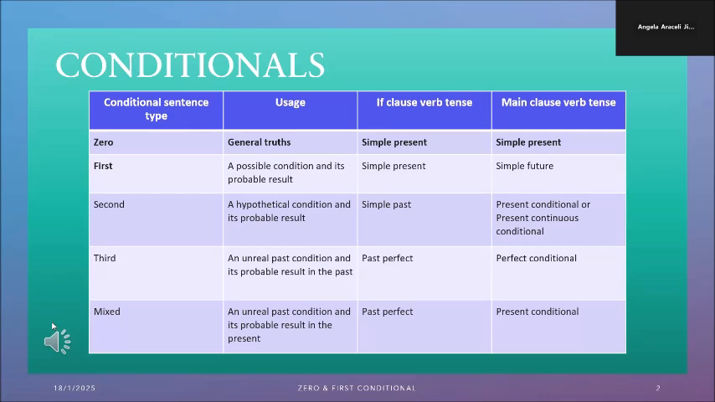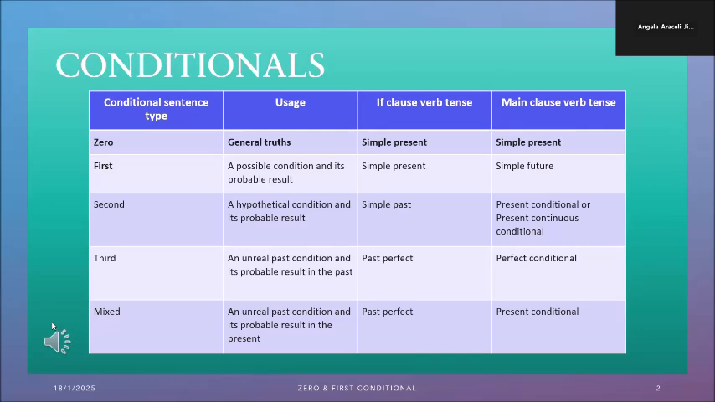There are 5 main ways of constructing conditional sentences in English. In all cases, these sentences are made up of an if clause and a main clause. Let's check all of them. Zero conditional. It refers to general truths. It is formed by the if clause in simple present and the main clause in simple present too. First conditional. It refers to a possible condition and its probable result. It is formed by the if clause in simple present and the main clause in simple future.